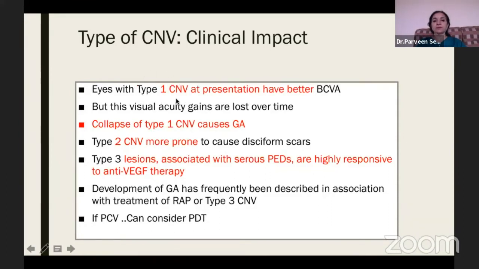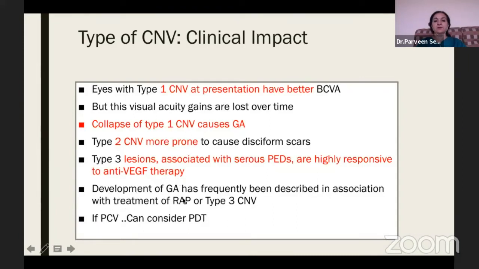presents with good visual acuity, and they may maintain visual acuity for a long period of time if treated well. But if not treated well, they lose these visual gains over a long period of time. And collapse of type 1 CNV can cause geographic atrophy. Type 2 are more prone to form disciform scars, and type 3 are actually highly responsive to anti-VEGF therapy. But again, you may limit the number of anti-VEGF injections in these eyes because increased risk of GA has been attributed to type 3 lesions.